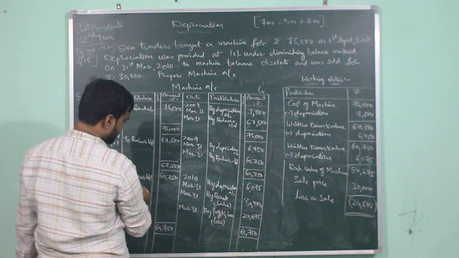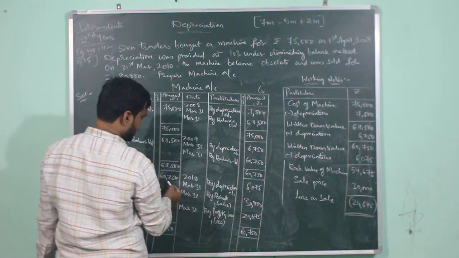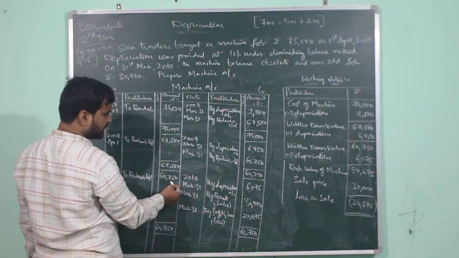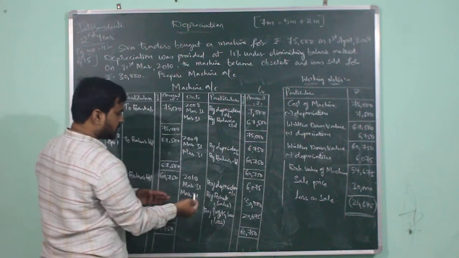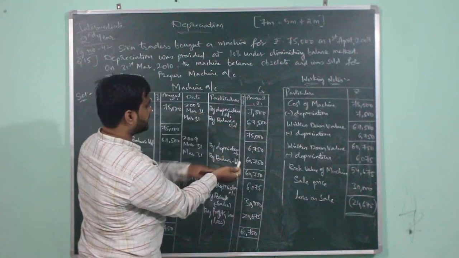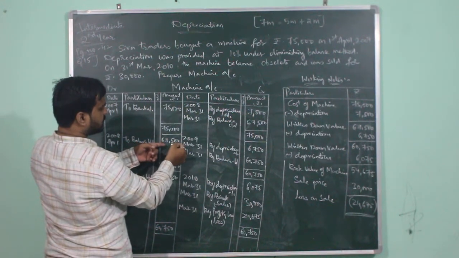Again at the end of the third year, they will be providing depreciation on the machinery, which will be calculated at the rate of 10% on 60,750, which works out to be 6,075 rupees. So earlier we used to balance it by subtracting the amount of depreciation from the written down value of the machine.